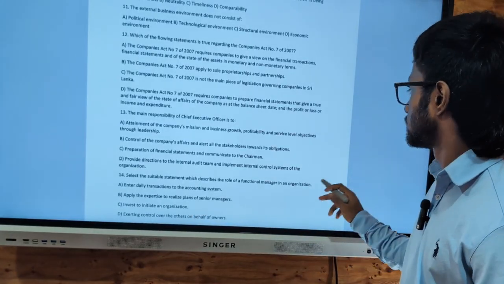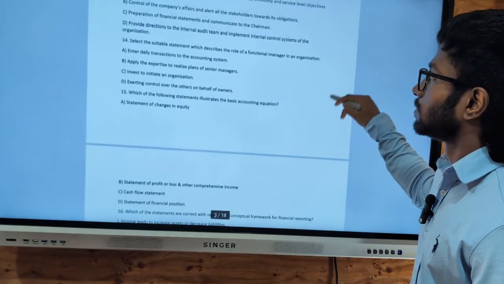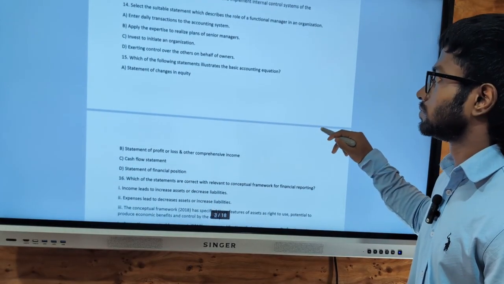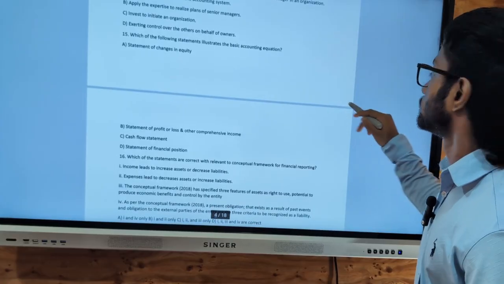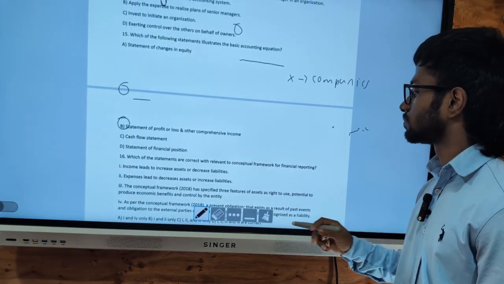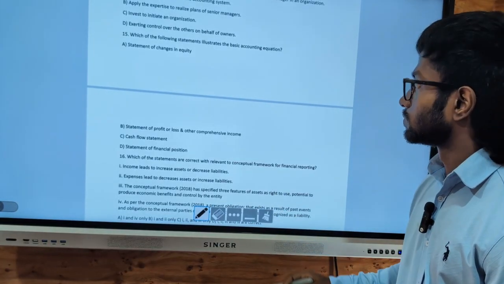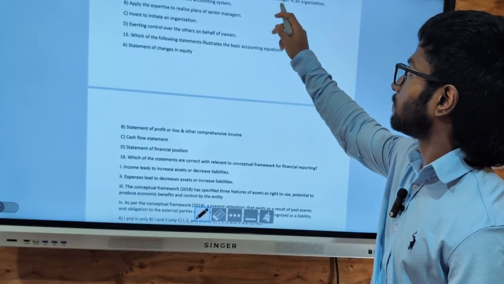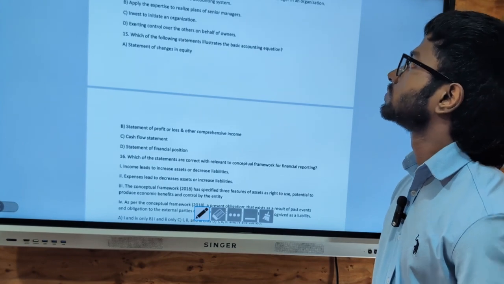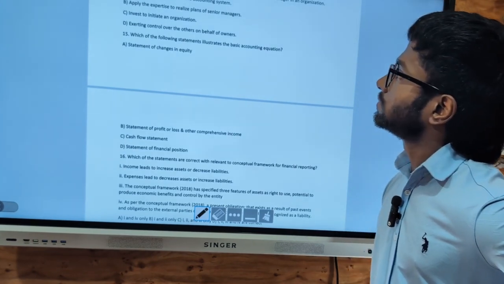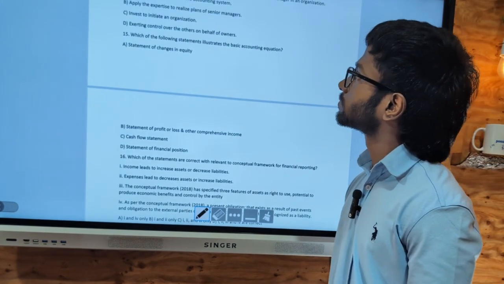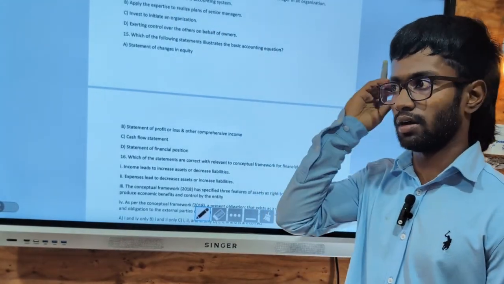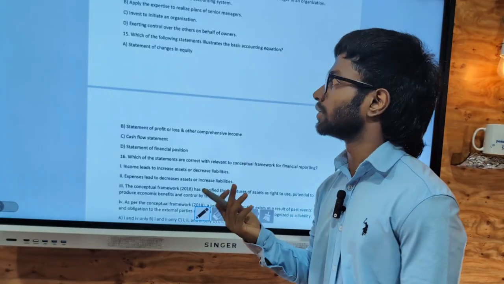Next, if you take 14, select a suitable statement which describes the role of functional manager in an organization. Yeah, a functional manager enters daily transactions in the accounting system. So that's a function of an accountant.